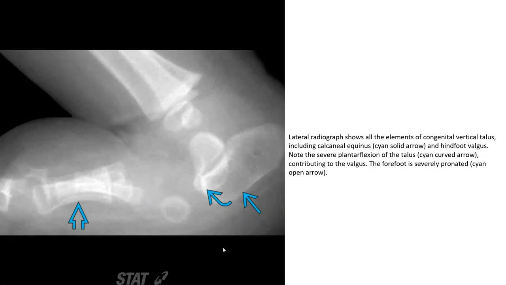Lateral diagram of all elements of congenital vertical talus includes calcaneal equinus and hindfoot valgus. Note the severe plantar flexion of the talus contributing to the valgus. The forefoot is severely pronated.